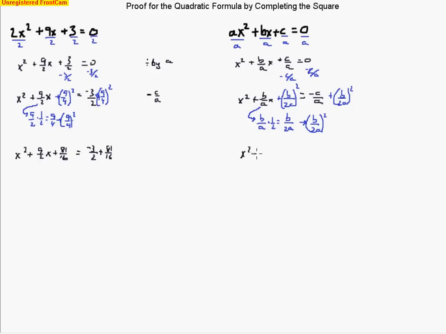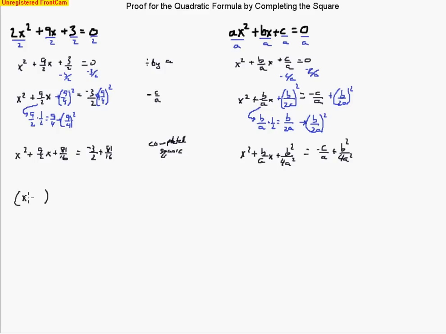x squared plus b over a x plus b squared over 4a squared. Careful on that because you have to square the 2 and the a there. This all equals negative c over a plus b squared over 4a squared. Well, again, what we ended up doing here is we completed the square. So we'll just write down completed square is what we ended up doing there. Well, the next step is to combine some like terms here, and then we'll factor this as we go. So the factored form, again, is just whatever you get when you take half your b term.